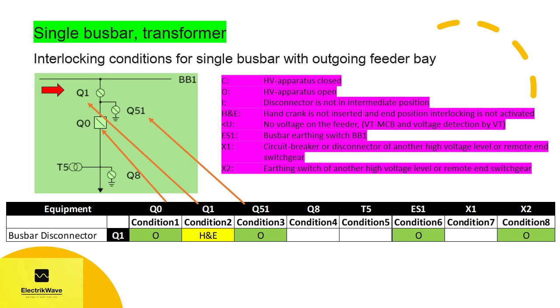Q1 is switchable if conditions 1, 2, 3, 6 and 8 are fulfilled. That is, circuit breaker is open, then busbar disconnector hand crank is not inserted and end position interlock is not activated. Then earth switch Q51 is open, then busbar earthing switch is also open. Earthing switch of another high voltage level or remote end switchgear is open.